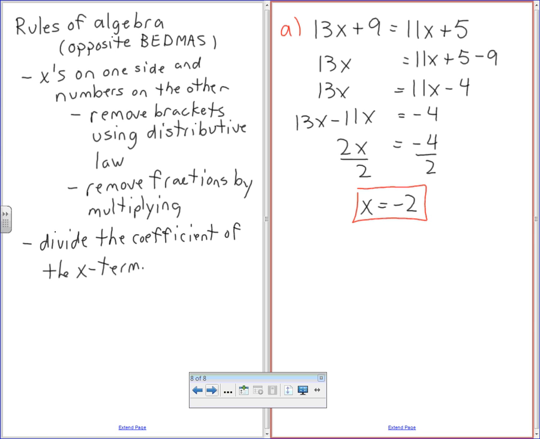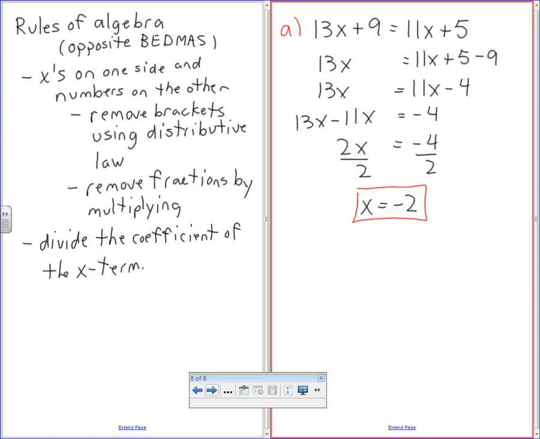Why did you divide? Because in algebra, when you want to get rid of something, you do the opposite. Like that's 2 times x equals negative 4, so the opposite of times is going to be divided. What I did here was I just subtracted: 13x minus 11x. You're just subtracting the coefficients, so 13 minus 11 is 2. And then 2 divided by 2 is just 1, or just x.